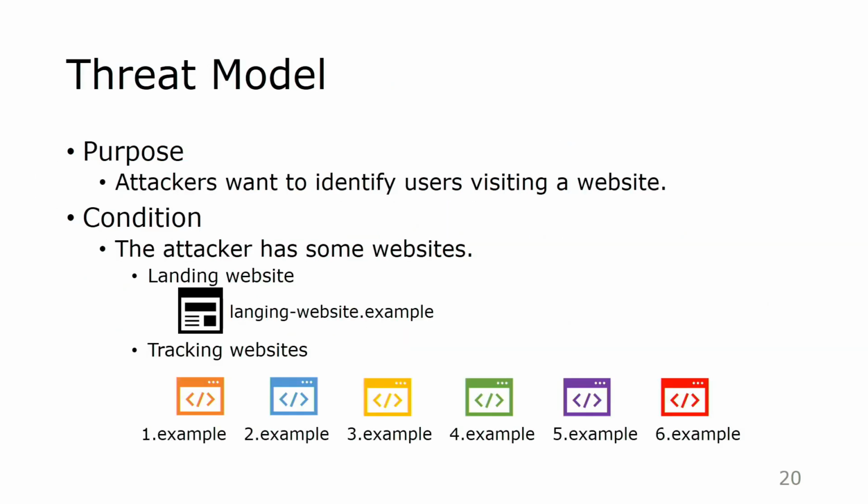Here I show the threat model of a permission-based user tracking attack. The attacker's purpose is to identify the users who access the website. The attacker has two types of website. The first is a landing website. The attacker attempts to identify the user who accessed the landing website. The second is the tracking website. The attacker has multiple tracking websites with different origins.